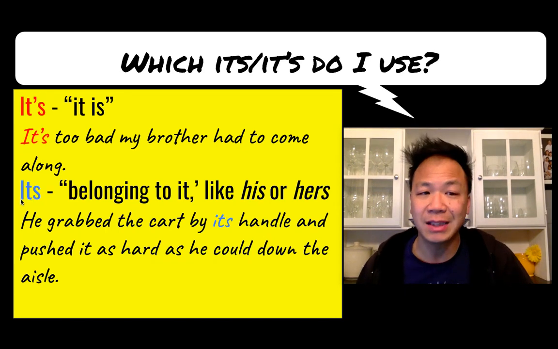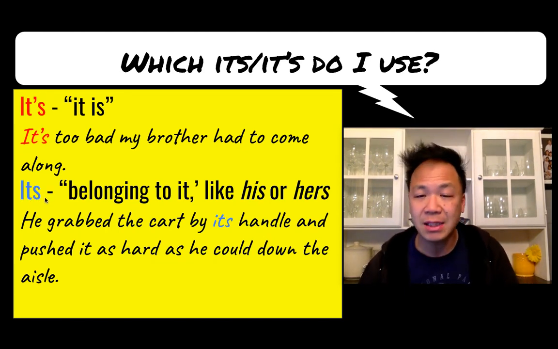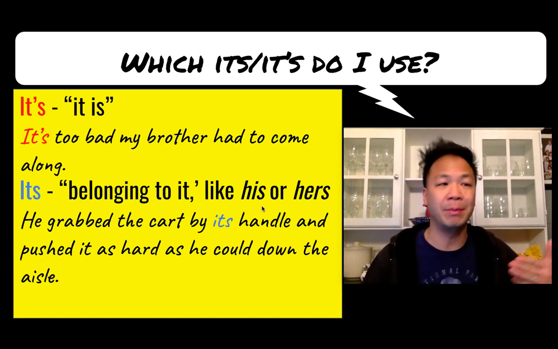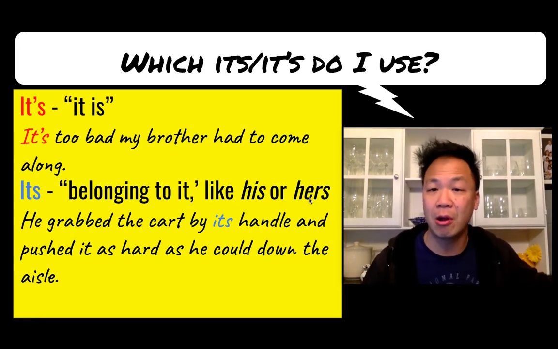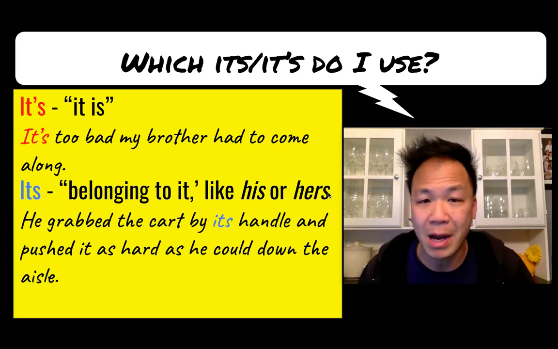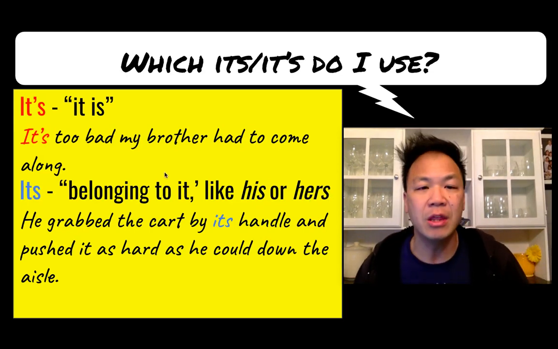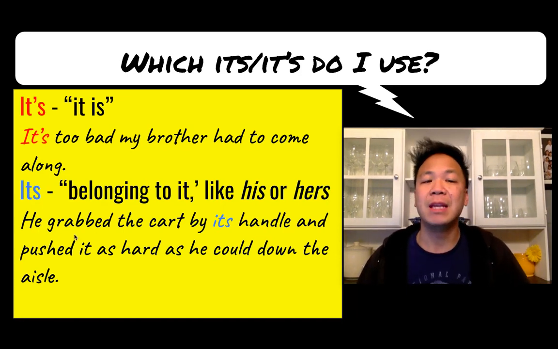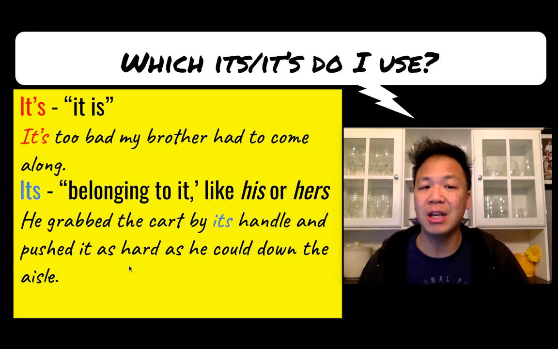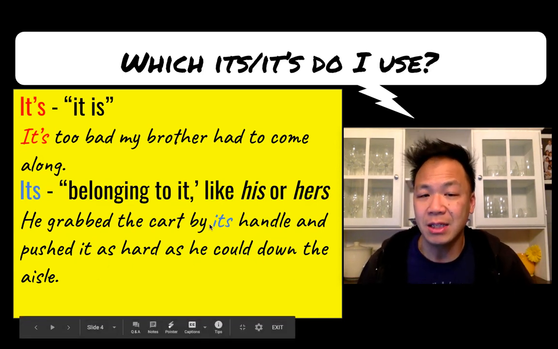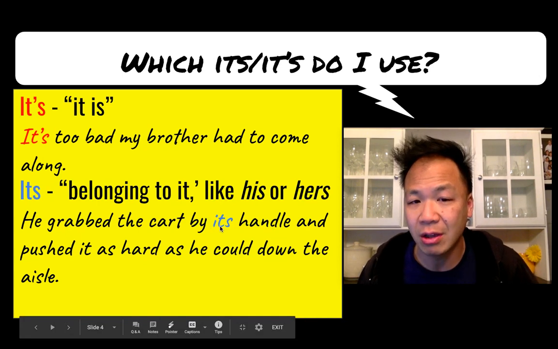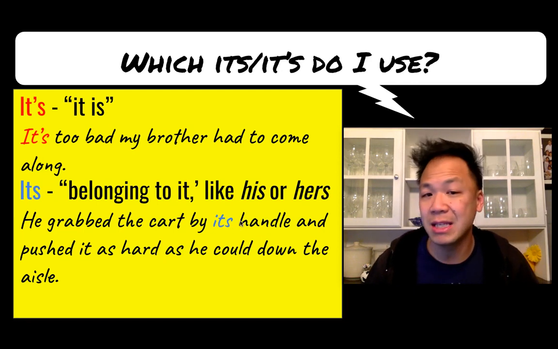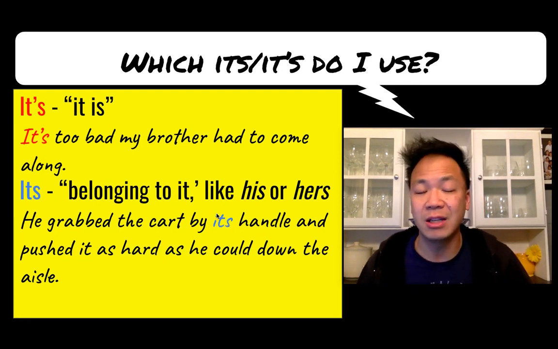Now the other its, just I-T-S, that's a possessive pronoun. That means belonging to it. Sort of like how his means belonging to him, or hers means it belongs to her. Notice no apostrophes here in his or hers. There should be no apostrophe on its either. Like this, we said, he grabbed the cart by its handle and pushed it as hard as he could down the aisle. See, that handle belongs to the cart, and so therefore it's just I-T-S, just like his or hers. It's just a pronoun.